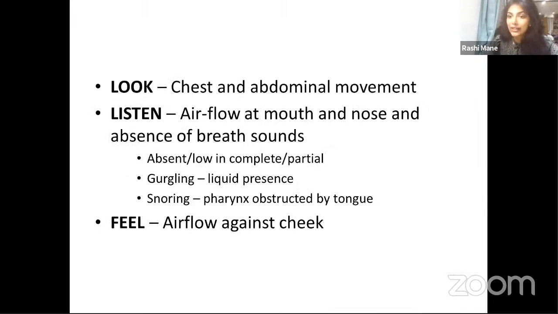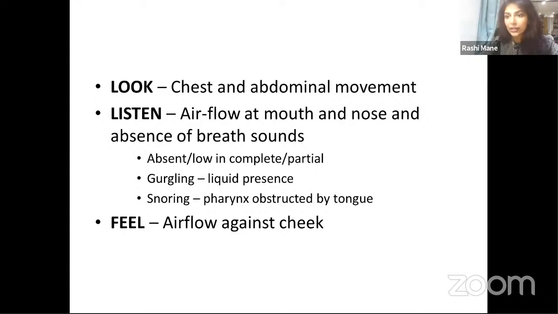So how else do you recognize it? It's the usual look, listen, feel. Always know this because that's basically how you assess the airway. Look, you want to look for your chest and abdomen movement. Like I said, they need to be in conjunction with each other, so they should be moving in the same direction. Listen, so you want to hear the air sounds. There are different sounds that would depict what kind of obstruction it is.